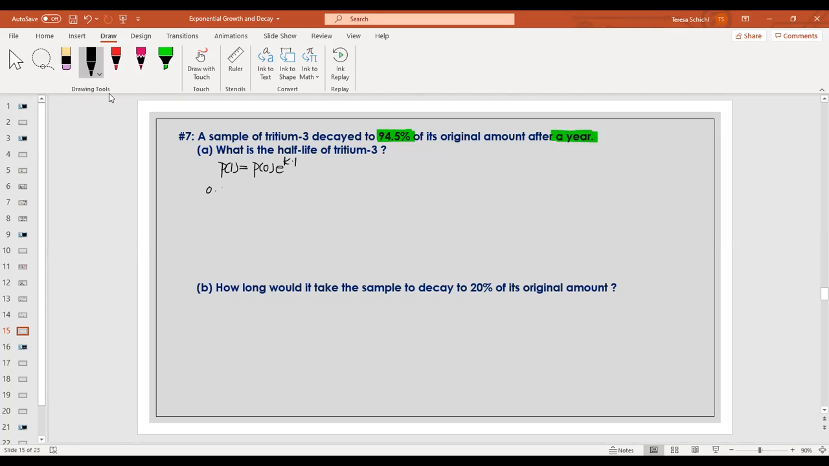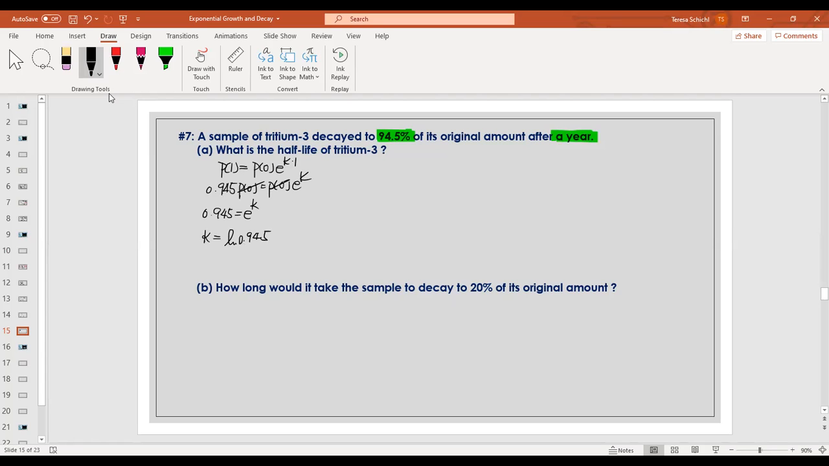So this is 0.945 P0 equal to P0 e to the k. So P0 cancels, and you have 0.945 equal to e to the k. So what is your k here? It's the natural log of 0.945. Okay, so now I'm looking for what? I want to find the half-life.